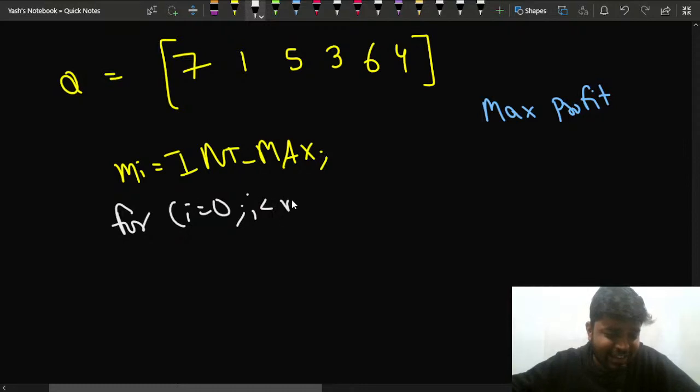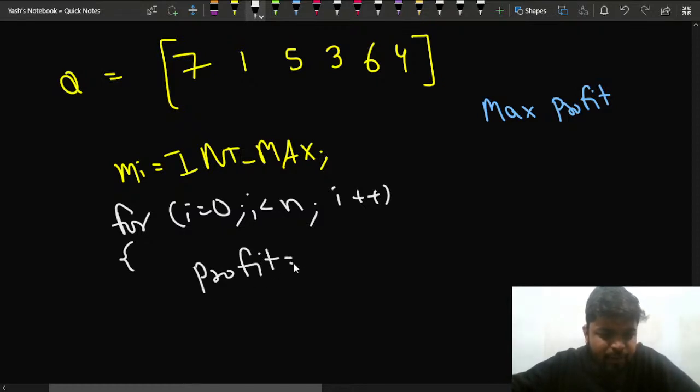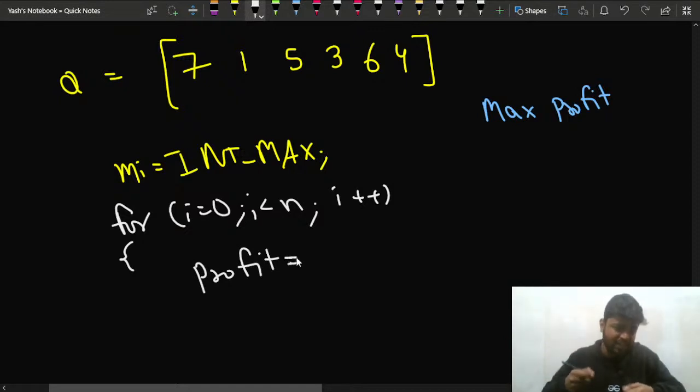I is less than n, that is the number of days that I have, and I do an I plus plus. What do I do after that? What I do after that is, let's say I'm calculating the profit. So profit would be what? Profit would be nothing but, suppose I am selling it on the current day, so what would be the profit?